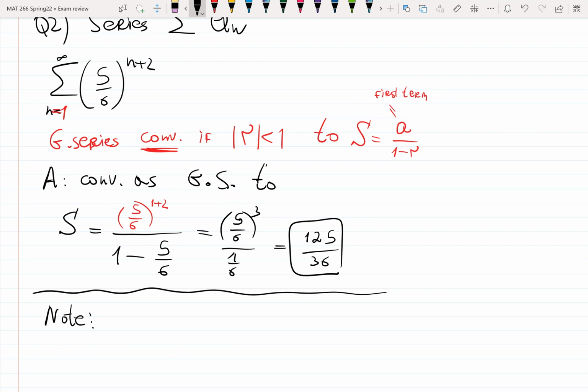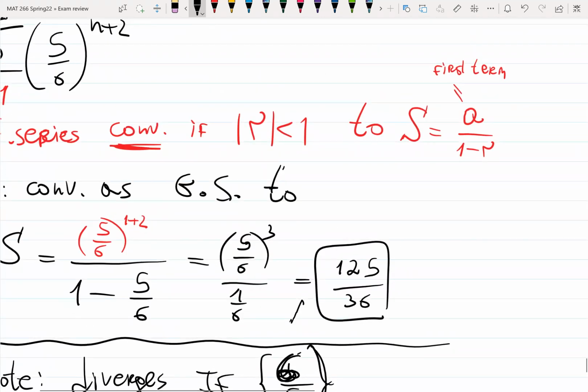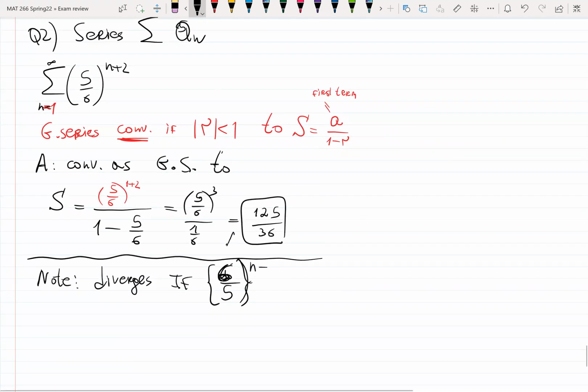Diverges if we had an example of 6 over 5. Yeah, then it's greater than 1. It will be what? 6 over 5. 6 over 5 definitely blows up. And then the sum of all of this also blows up, to the n. Oops, sorry, to the n plus 2.